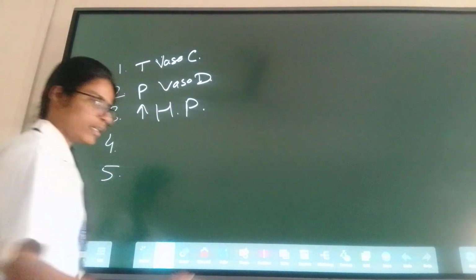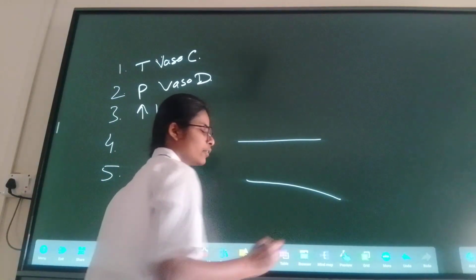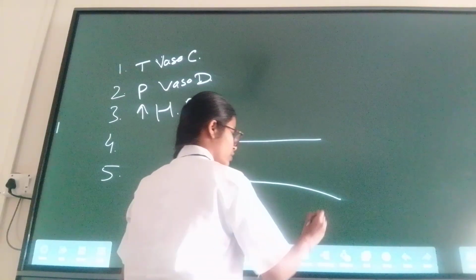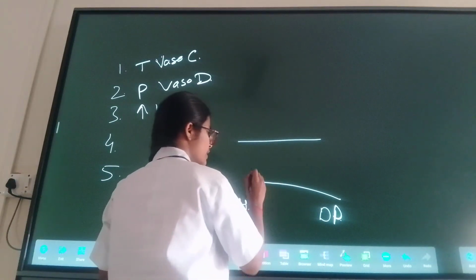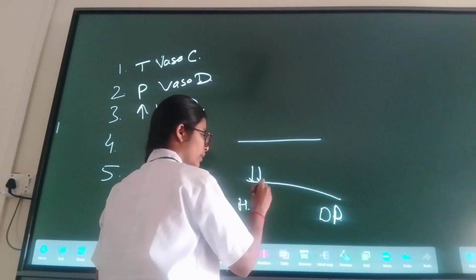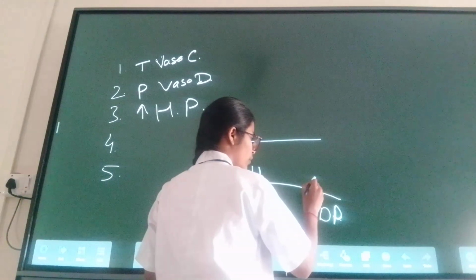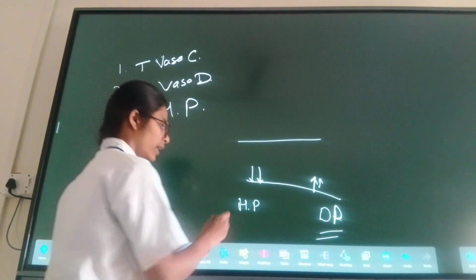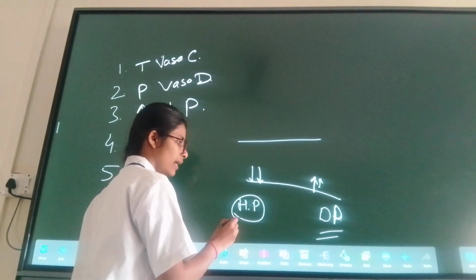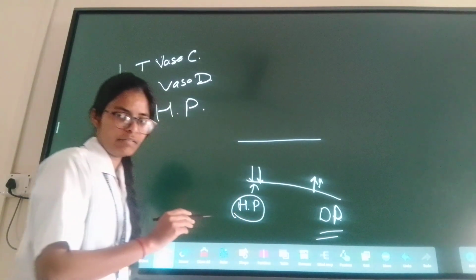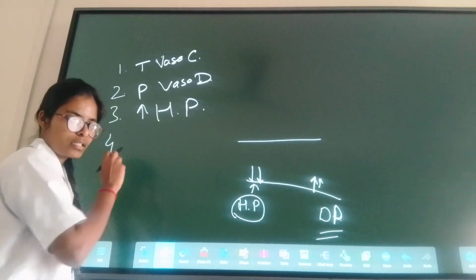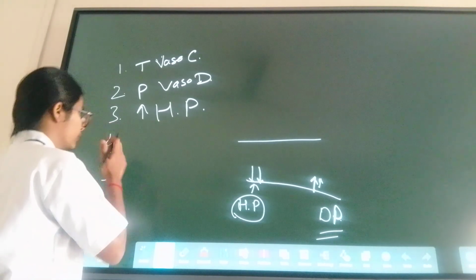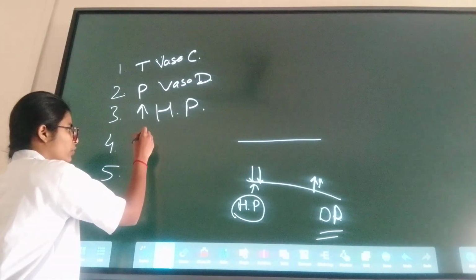Then the next is increased hydrostatic pressure. There are two pressures according to Starling's law acting on our body: hydrostatic pressure and oncotic pressure. Hydrostatic pressure is outward pressure, and oncotic pressure is inward pressure, exerted by plasma proteins. If the hydrostatic pressure elevates, then inflammation is produced. This is a step of inflammation, and there is edema also.